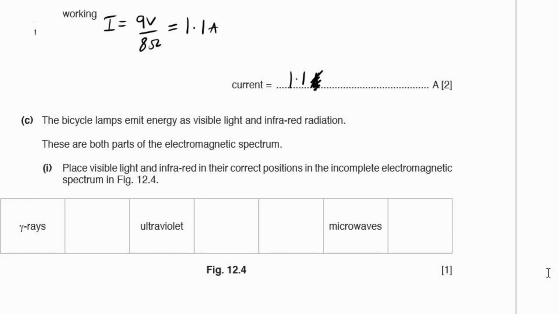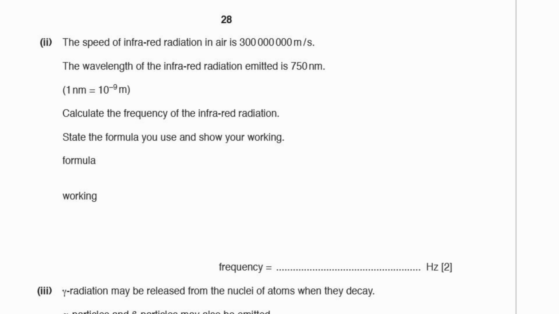C. The bicycle lamps emit energy as visible light and infrared radiation. These are both parts of the electromagnetic spectrum. Place visible light and infrared in their correct positions in the incomplete electromagnetic spectrum in figure 12.4, so the one just underneath it. Alright, we've got UV here, visible light goes here, and next to that we've got infrared radiation. There we are. Excellent.